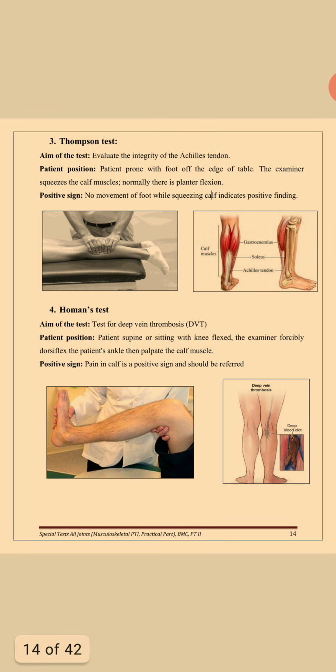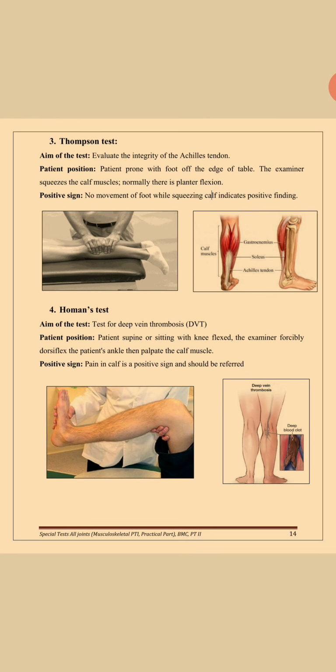Thompson test. Aim of the test: evaluate the integrity of the Achilles tendon. Patient position: patient prone with the foot off the edge of the table. The examiner squeezes the calf muscles. Normally there is plantar flexion. Positive sign: no movement of the foot while squeezing the calf indicates a positive finding.